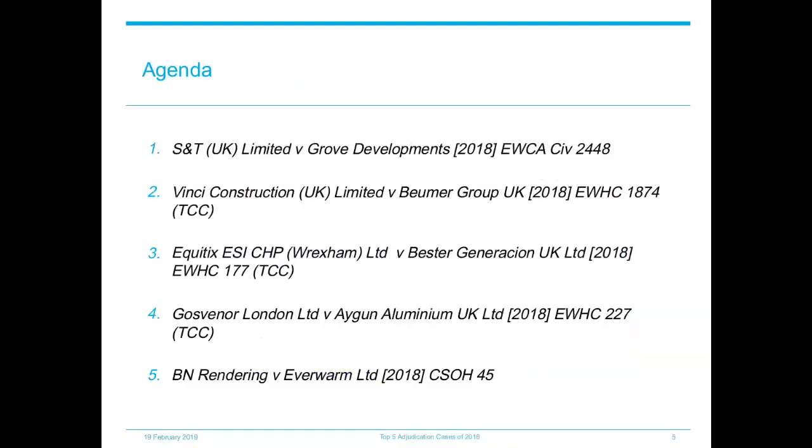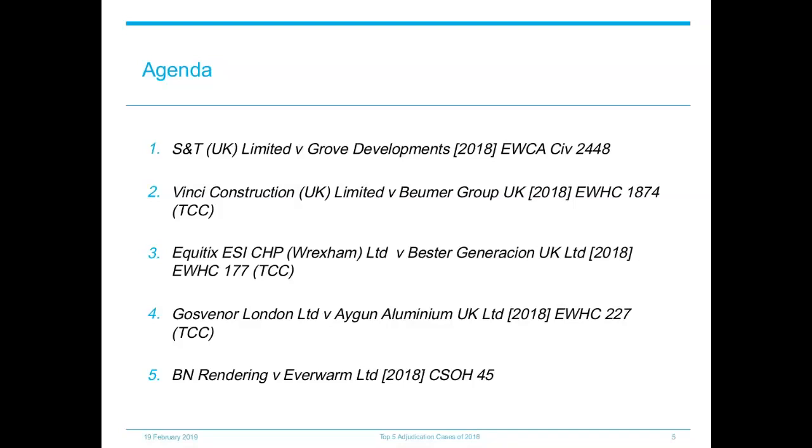Thanks, Nathaniel. We will start today by looking at the case of S&T UK Limited against Grove Developments, where the English Court of Appeal considered whether an employer can raise an adjudication about the true value of a payment application prior to paying in the absence of a payment or a pay less notice. We will then look at the case of Vinci Construction UK Limited against Beumer Group UK, where the English Technology and Construction Court, also known as the TCC, had to decide whether there had been a breach of natural justice by the adjudicator in making his decision.